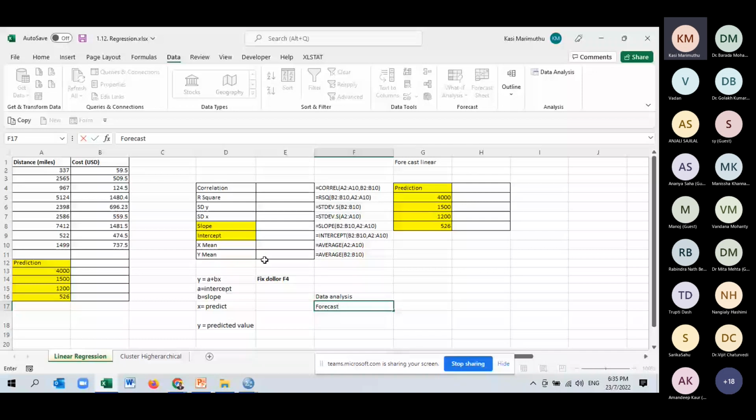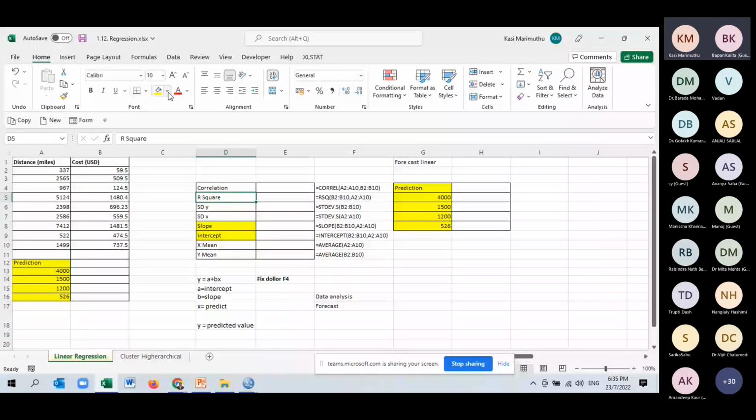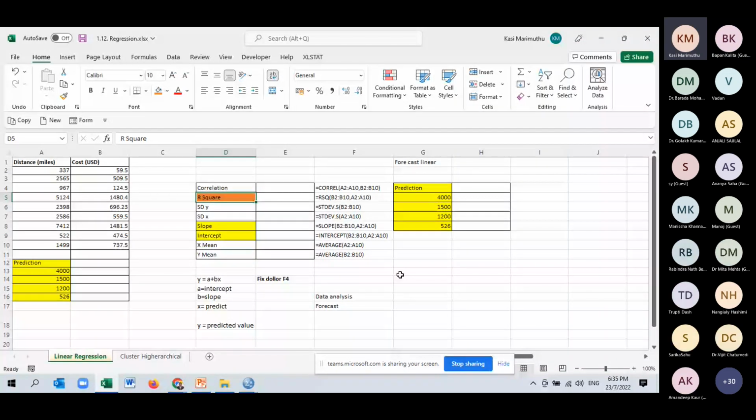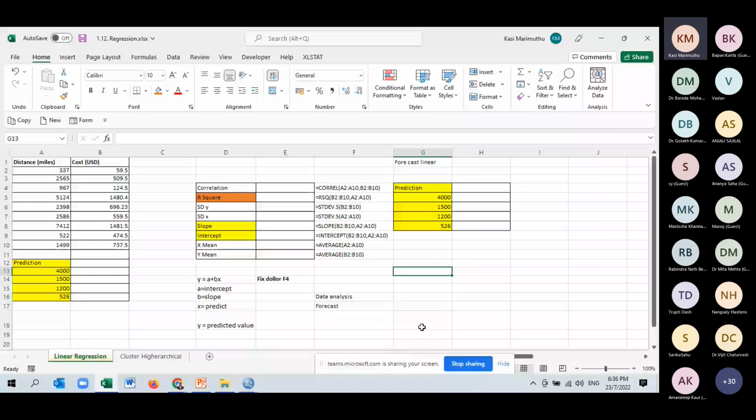A participant, have you all opened the file? Sir, excuse me, which file, sir? The file name is 1.12 Excel file. Oh, okay, sir. 1.12 Excel file regression. Can you all see my screen, sir? Is the Excel file visible to you or not? Yes, sir. Okay, fine.